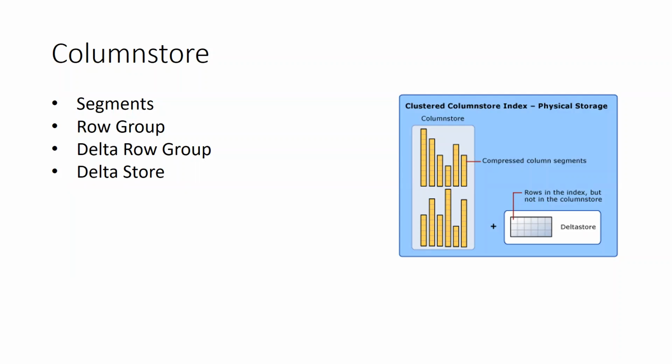Hi, today we'll be discussing column store index. Column store index is different from traditional row store index. Traditional row store index is based on rows, while column store index is based on individual columns. Since it is based on individual columns, it provides better comparison, and that is why it is more performant than the traditional row store index.